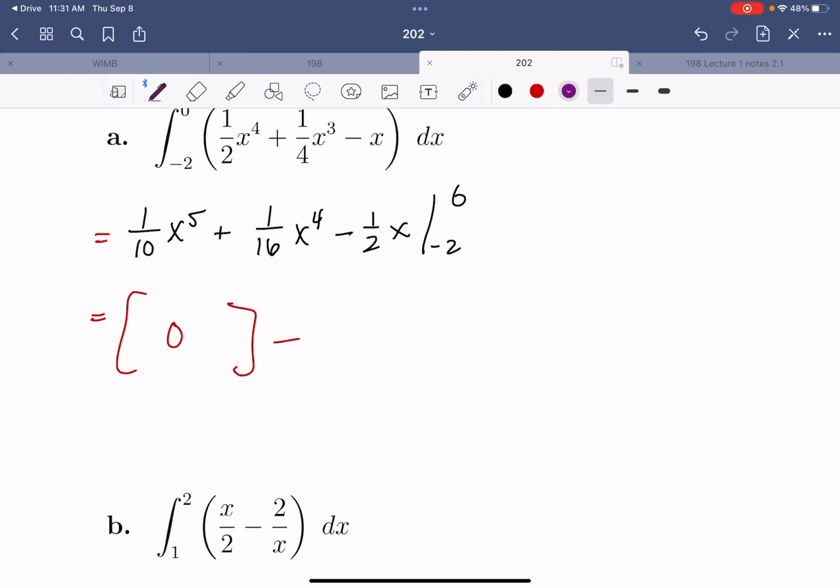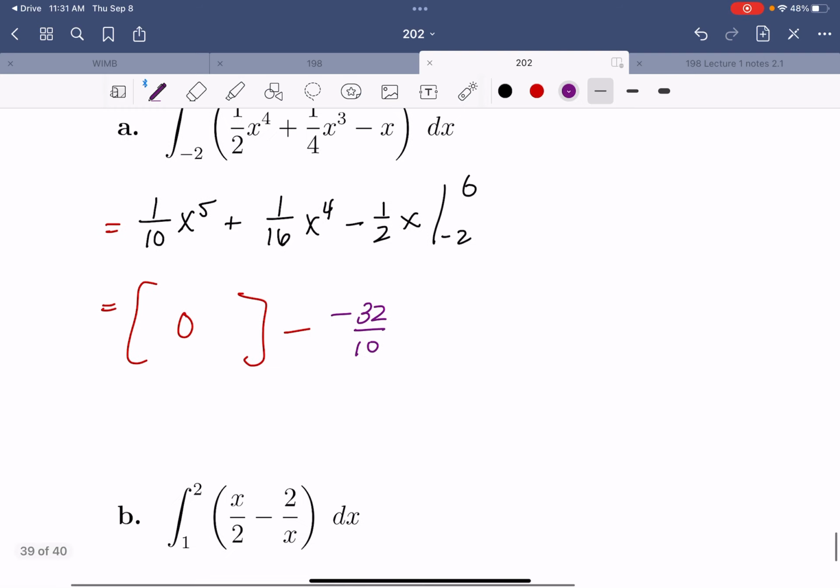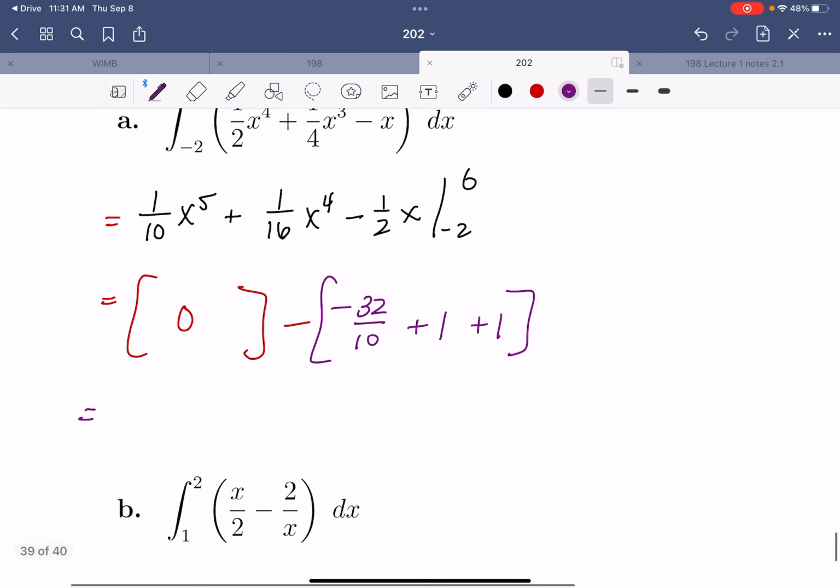And when I plug in negative 2, negative 2 to the 5th is 32, so that becomes negative 32 over 10, which can be reduced, but we'll do that later. Negative 2 to the 4th is 16, so that becomes just plus 1. And negative 2 times negative 1/2 is positive 1 again. And so I end up with 32 over 10, which is 3.2, minus 2, so that comes out to be 1.2.